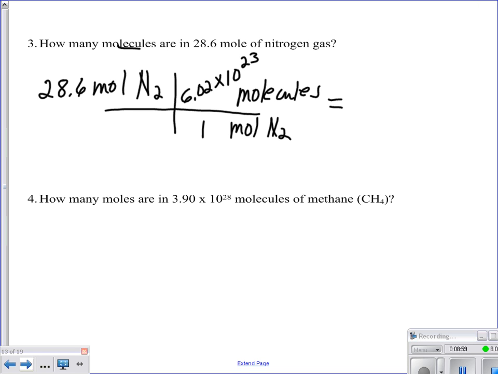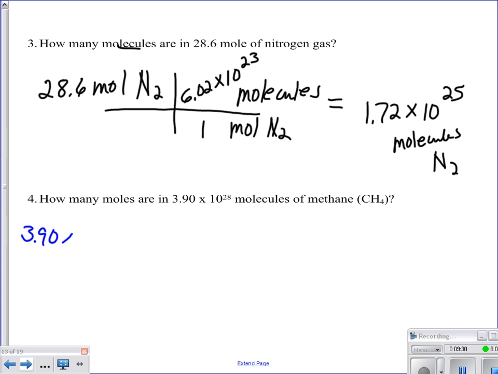And here near the end, I think I'm going to get some more class participation, but let me just go ahead and do some calculations on this. This is going to be 3 sig figs, so 1.72 times 10 to the 25th, and that would be molecules of nitrogen. Next one. Here we are looking for moles, and we are starting off with 3.90 times 10 to the 28th. That's molecules of methane.